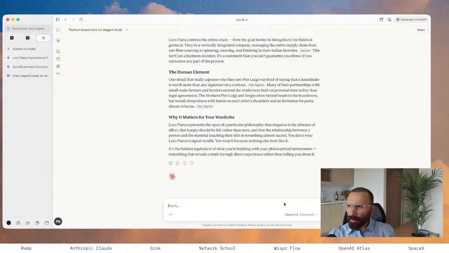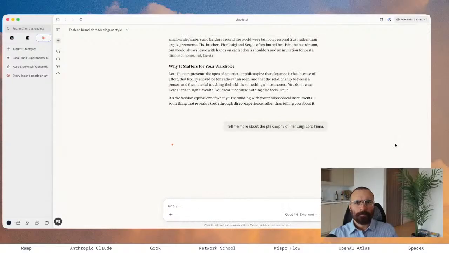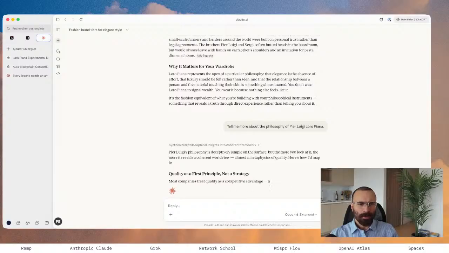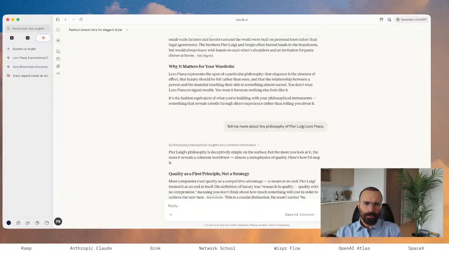Tell me more about the philosophy of Pierluigi Loro Piana. Is the fashion equivalent something that reveals the truth through direct experience rather than telling you about it? I think this is beautiful. This is definitely beautiful. There are so many experiences in this world where you cannot put them into words.